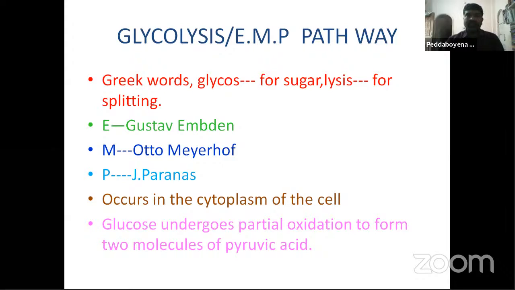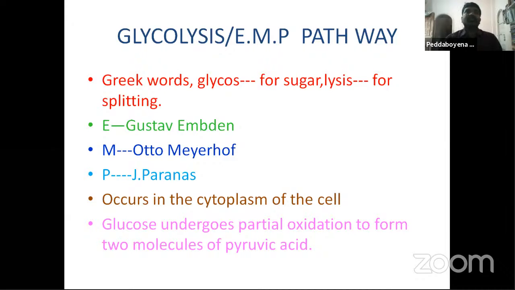Glycolysis means what? The six carbons of one molecule of glucose are converted into two molecules of pyruvic acid. Each pyruvic acid contains three carbons. So that process is called glycolysis. First question: what is glycolysis? It is a very important question.